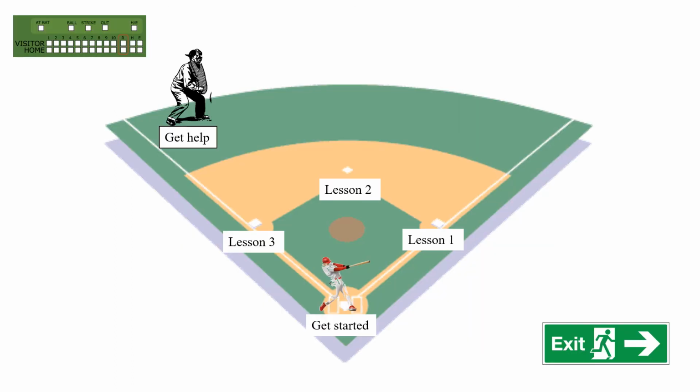Here is one final positive example of a menu used for navigation within an app, using the metaphor of baseball. Notice we can see very clearly how to get started, where the three lessons are located, how to get help, how to exit, and also in the upper left there's a scoreboard which could be used to help users chart their progress through the application.